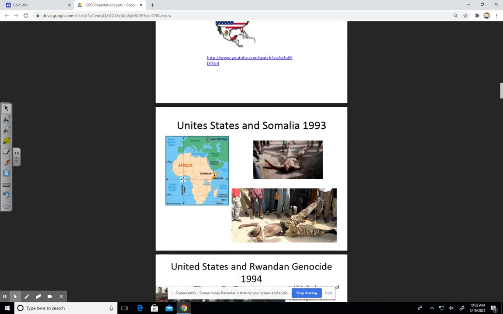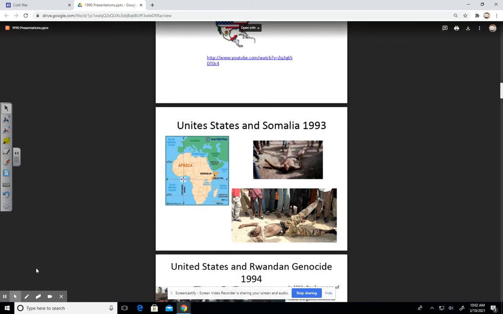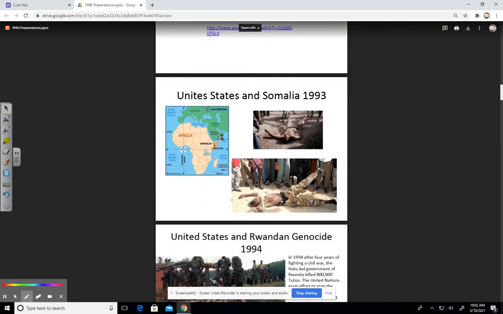On a global scale, the United States will have troop commitment in Somalia, as will the United Nations. And that situation ends when U.S. soldiers are dragged through the streets of Somalia. This is significant because at that point, Clinton has to revise his global policy.